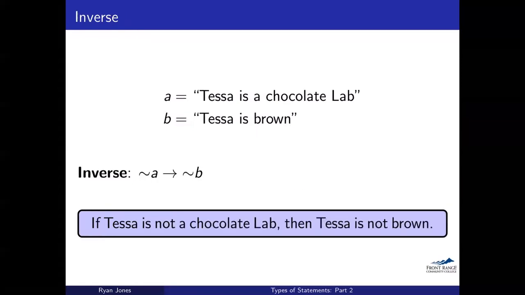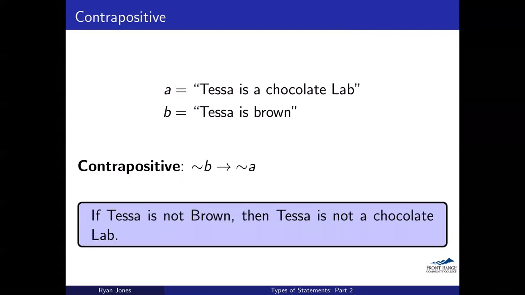Moving on to the inverse. If Tessa is not a chocolate lab, then Tessa is not brown. So we're starting off, we're saying, okay, Tessa is not a chocolate lab. She's a golden retriever, or she's a pit bull, or she's a boxer, or some other type of dog. But I'm saying that because she's some other breed, then she can't be brown. Well, that doesn't work. And it kind of is the same thing as what we just did. She could be a pit bull, which is not a chocolate lab, but she could be brown because a lot of pit bulls are brown. So this is false as well.